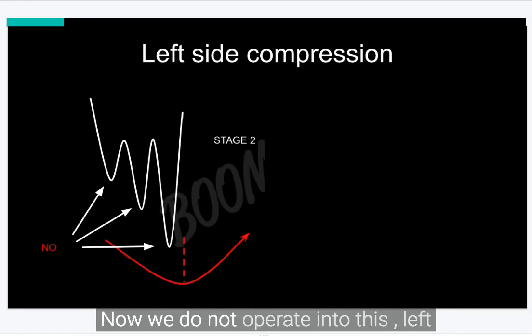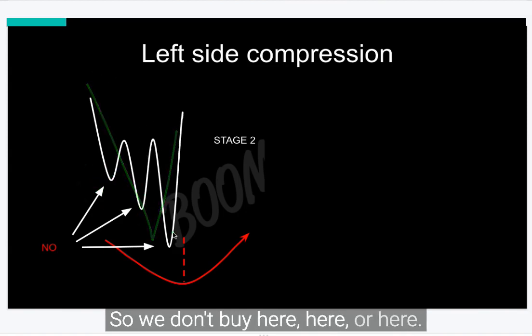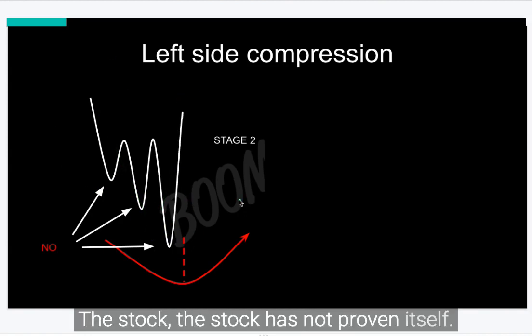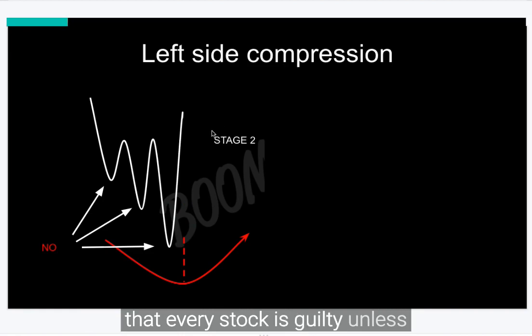Now, we do not operate in this left-hand side compression because, as you can see, it's very V-shaped. So we don't buy here, here, or here. The stock has not proven itself, and we operate from the assumption that every stock is guilty until proven to be a good buy.